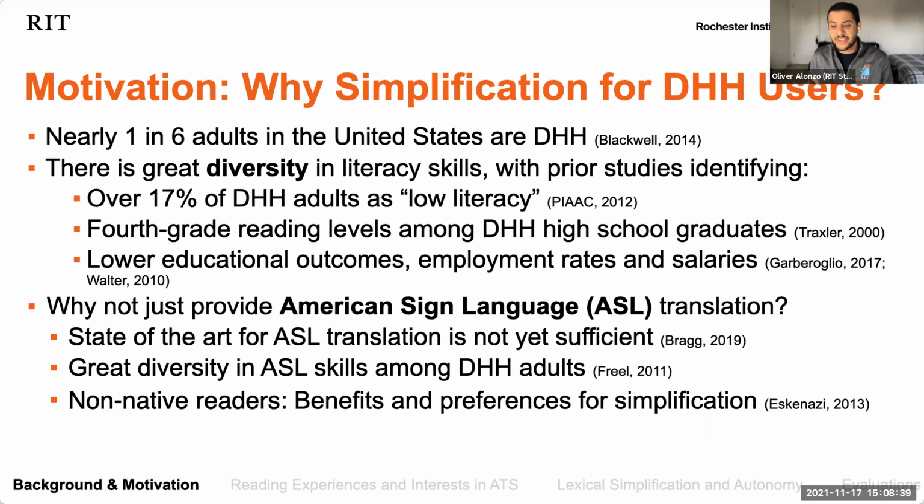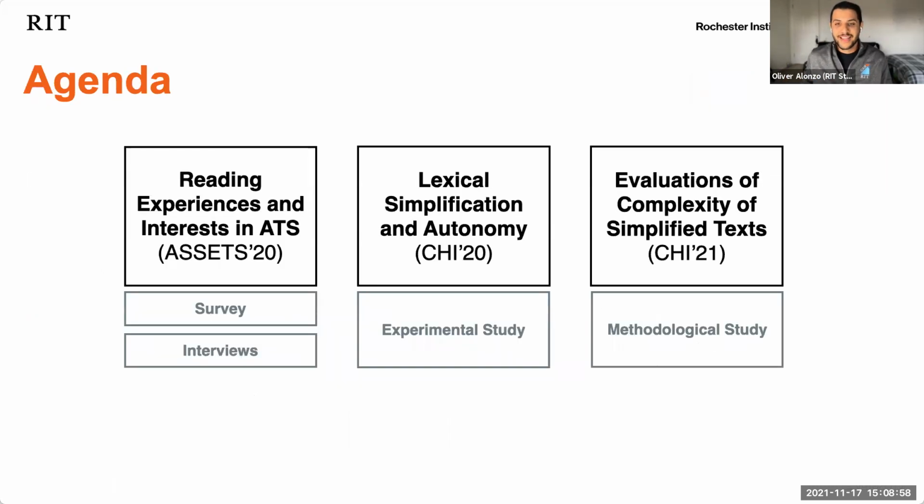And then another motivation is that research on text simplification with non-native readers has observed benefits and preferences for simplification from non-native readers when they were provided with both simplification and translation. So there is motivation to also look into simplification for deaf and hard of hearing readers. And so for the rest of this talk, I'll be discussing 3 studies that we've conducted on this space using HCI methods for exploring automatic text simplification for deaf and hard of hearing adults.